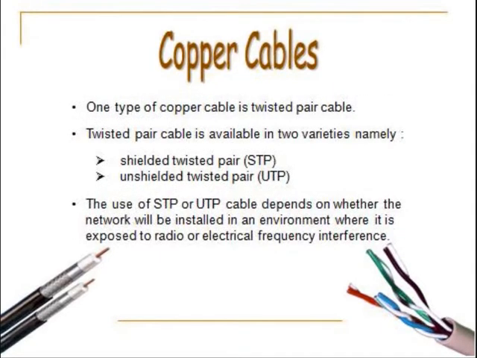One type of copper cable is twisted pair cable, of which there are two varieties, namely shielded twisted pair, known as STP, and unshielded twisted pair, known as UTP. The use of STP or UTP depends on whether the network is installed in an environment exposed to interference.